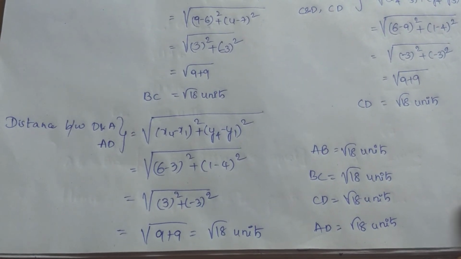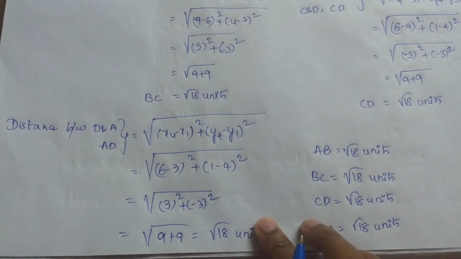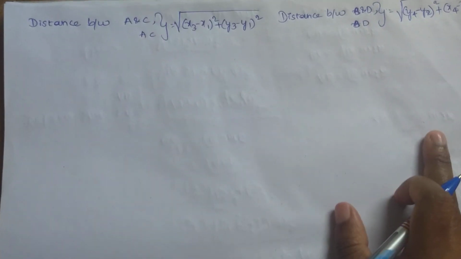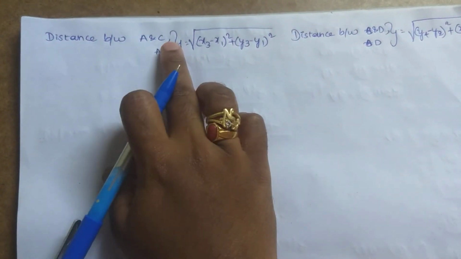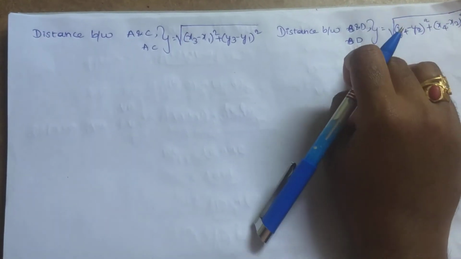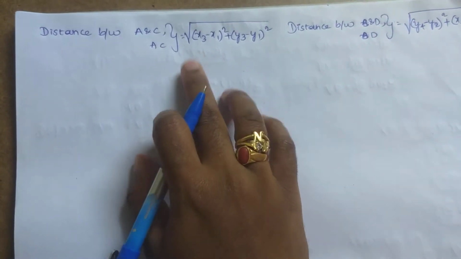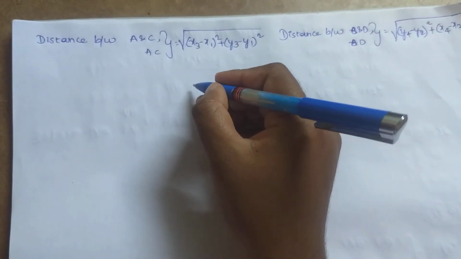The other condition is the diagonals should also be equal. Let us check the same way using distance formula for AC and BD. Let's see what we get. Yes, for the square ABCD, the diagonals will be AC and BD. Any line joining two opposite vertices of a square is called a diagonal. Correct? Let us find the values for AC and BD.